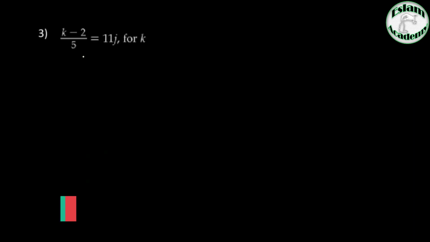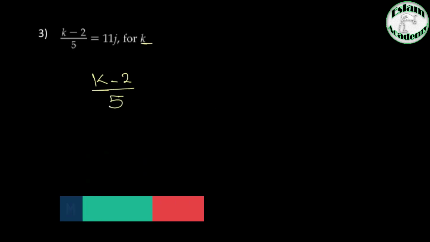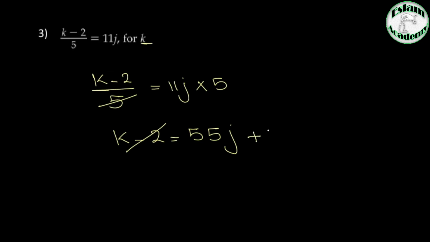Number 3. k minus 2 over 5 is equal to 11j. We need to solve for k. First, we will multiply by 5. So we have k minus 2 is equal to 55j. After that we will add 2. Then we can say that k is equal to 55j plus 2.